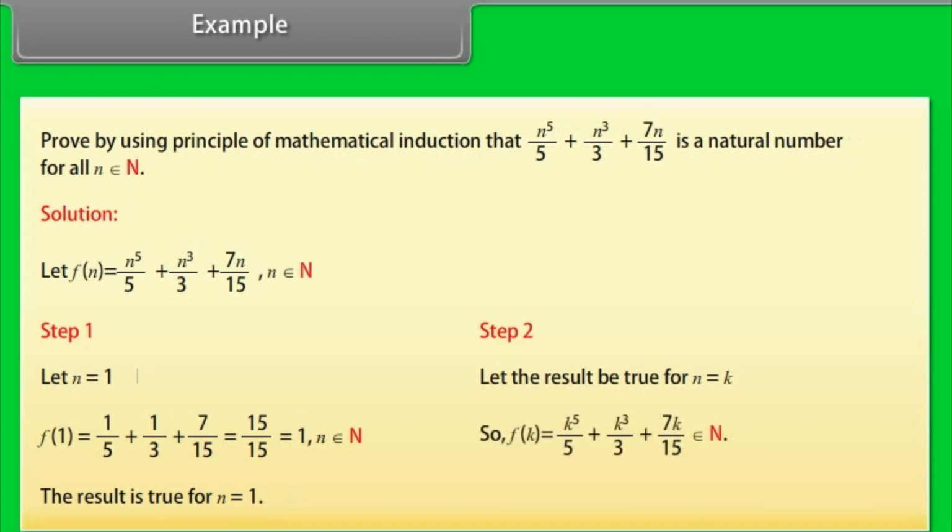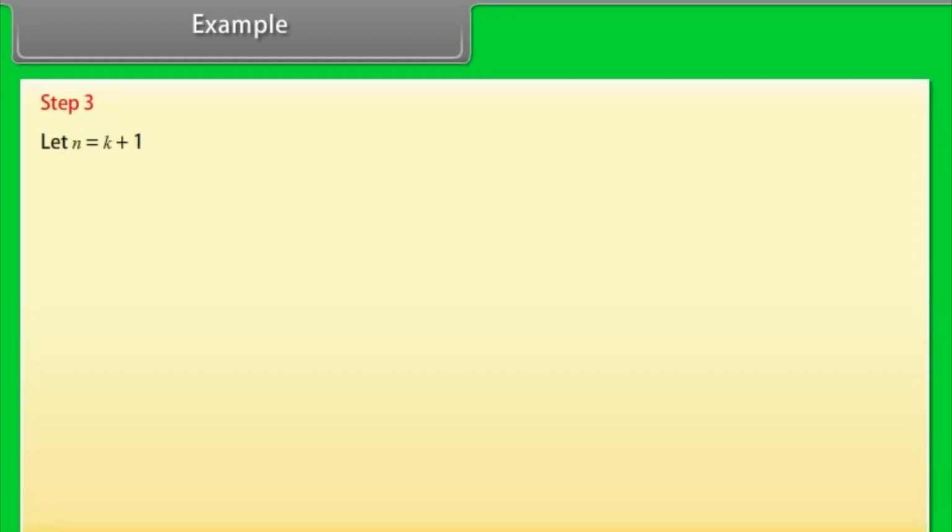So, f of k is equal to k raised to power 5 by 5 plus k raised to power 3 by 3 plus 7k by 15 belongs to N. Name it as 1. Step 3. Let n is equal to k plus 1. So, f of k plus 1 is equal to k plus 1 raised to power 5 by 5 plus k plus 1 raised to power 3 by 3 plus 7 into k plus 1 by 15.